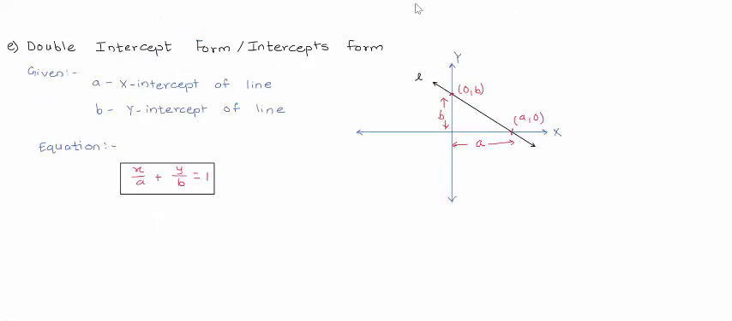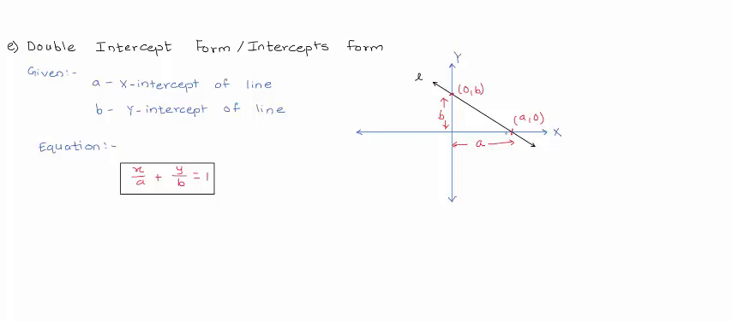Okay, so the next type, let's move on to the next type. It is called double intercept form, or they also say it as intercepts form. So what is intercept form? It requires given data as two values a and b. A is the letter used to denote x-intercept of the line, and B is the letter used to denote y-intercept of the line. So students, you can see that very clearly in the diagram.